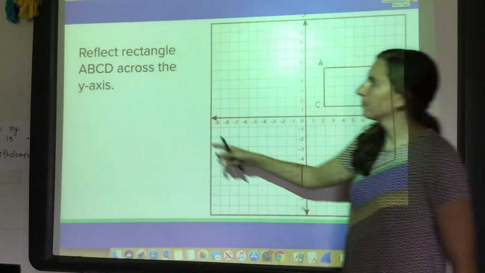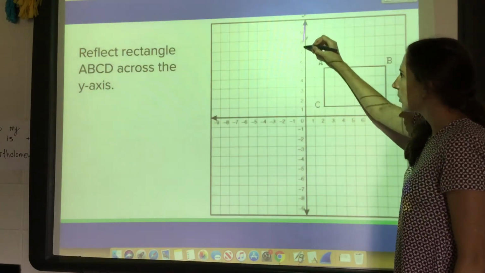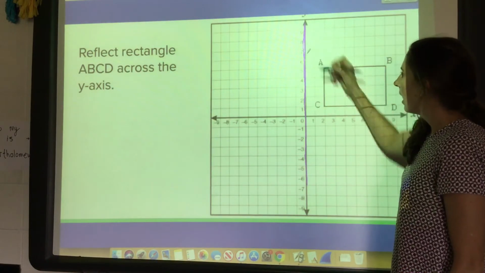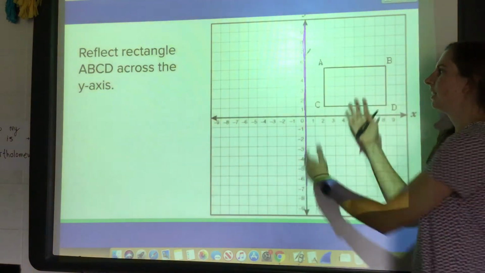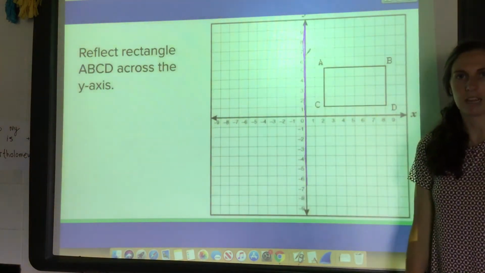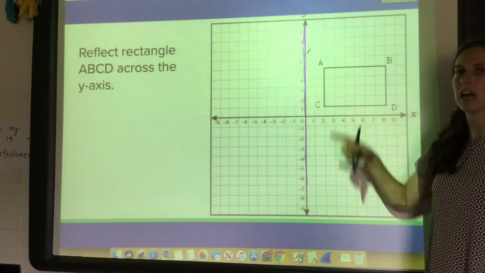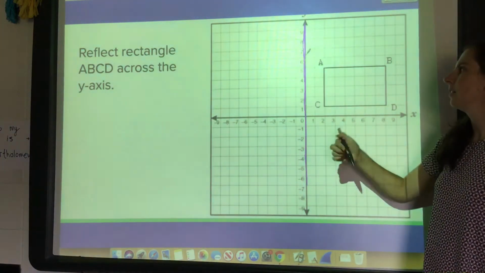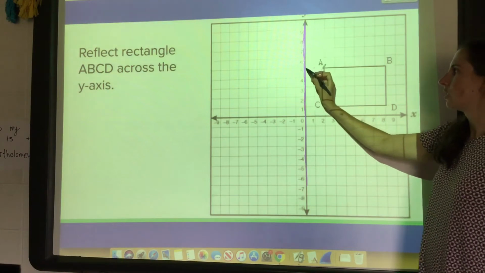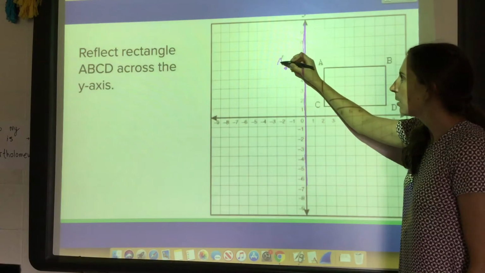Like on this problem, I want to reflect this rectangle across the y-axis, which is this line right here, the y-axis. If I'm going to reflect across that line, if you had this on a piece of paper, you could literally fold it and see where you're supposed to end up. Or you could also just see how far each point is from the line and then go the opposite direction. For example, point A is 2 units from the line. So instead, go the opposite direction, 2 units. That's A prime.